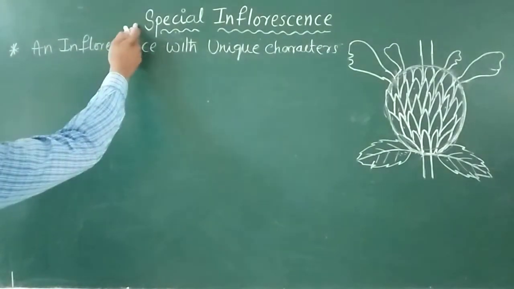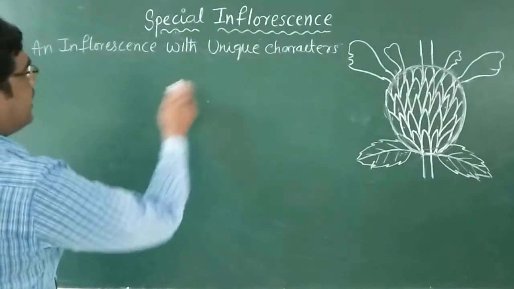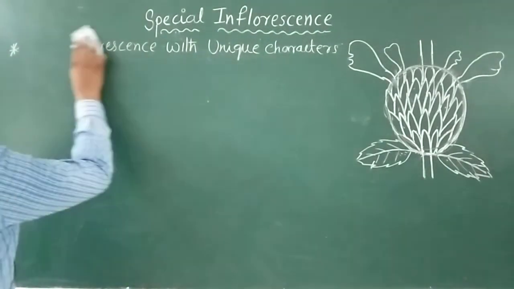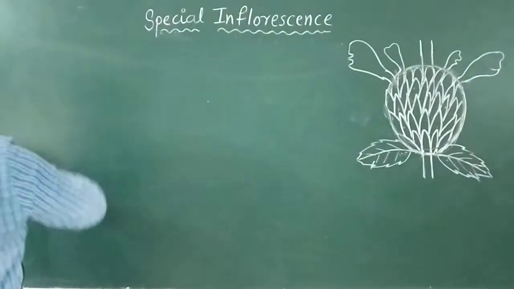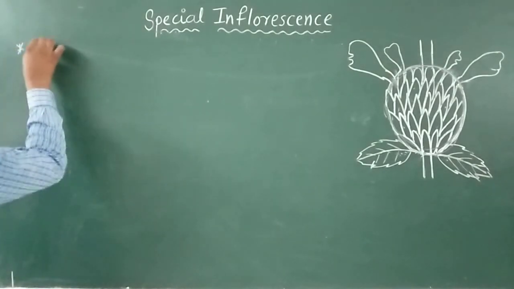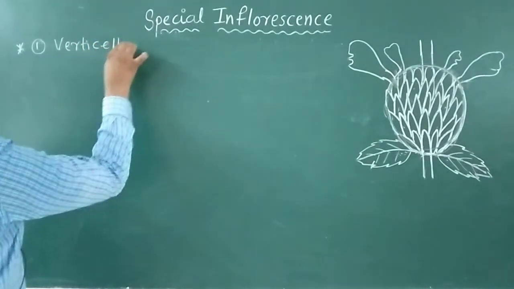So what is a special type of inflorescence? An inflorescence with unique characters is called a special type of inflorescence. In this special type of inflorescence, the first one is verticillate aster.